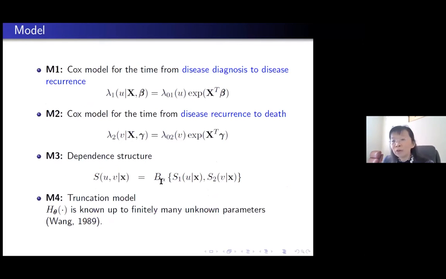Our joint model includes several components. First, two Cox proportional hazards models are assumed for the marginal distributions of the two gap times. Second, a copula model is applied for the dependence structure, which is commonly used for bivariate survival times. We are going to use a graphic method to select an appropriate copula in our data application. The last one is a parametric model for the truncation time.